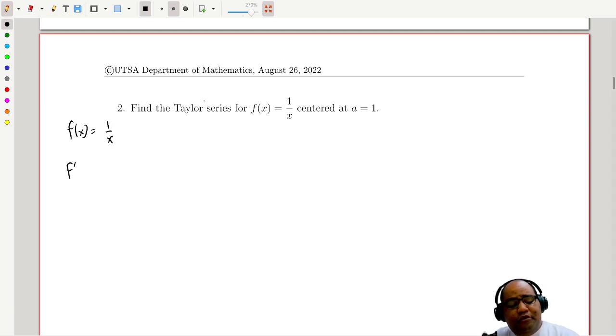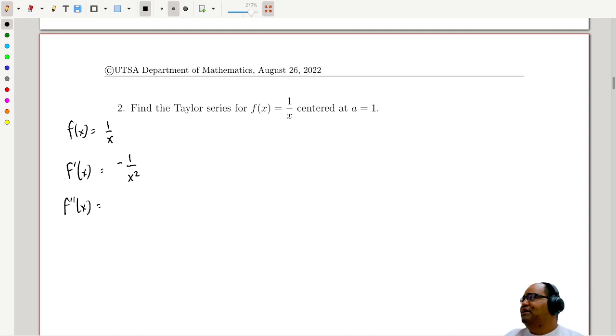Okay, now the first derivative here, if we use the power rule, so x to the minus 1, we'll take the derivative of that. We get minus x to the minus 2, so that's minus 1 over x squared. The second derivative, the minus signs will drop, because minus times minus is plus. But then I'll have a 2 in the numerator over x cubed. Again, this is just power rule.